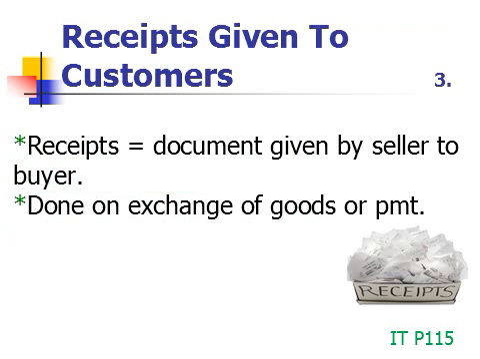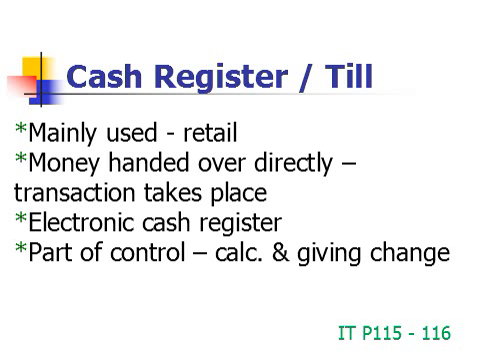3. Receipts are documents that are given by the seller to the buyer. It is given on exchange of goods or payment. Cash registers, or tills, are mainly used by retail shops, where money is handed over directly, when the transaction takes place. Most businesses use an electronic cash register, which often uses barcode readers to register the information of the items sold. Cash registers are a part of control over calculating and giving change to customers.